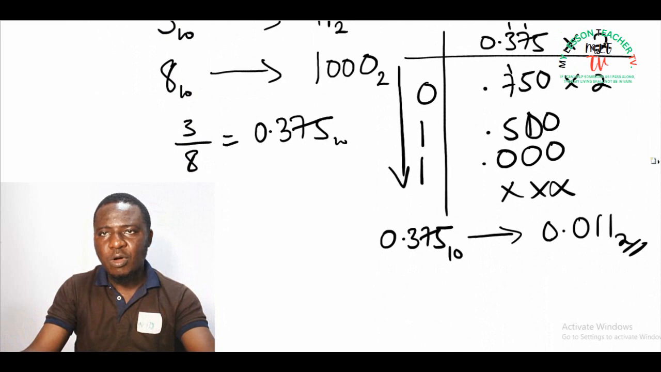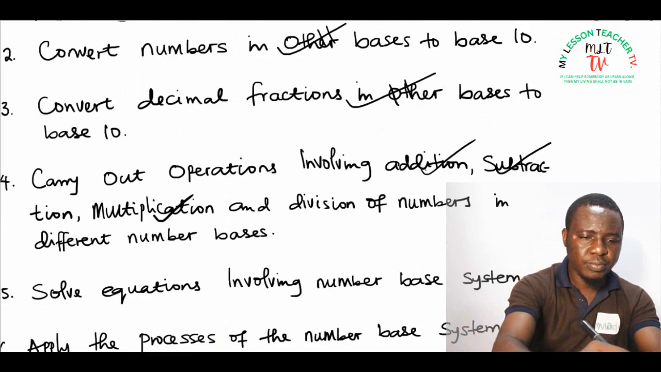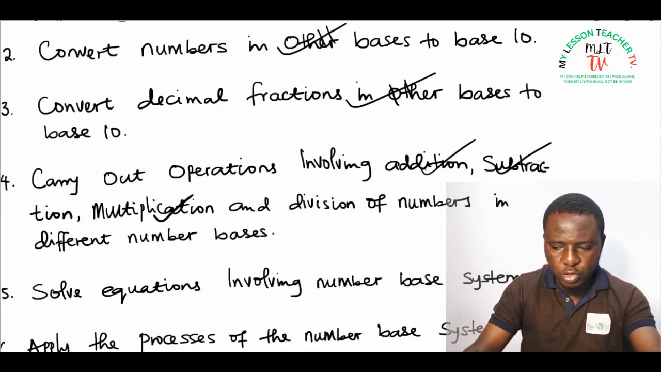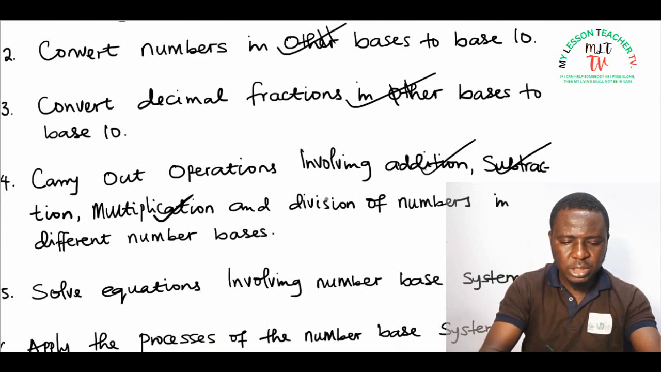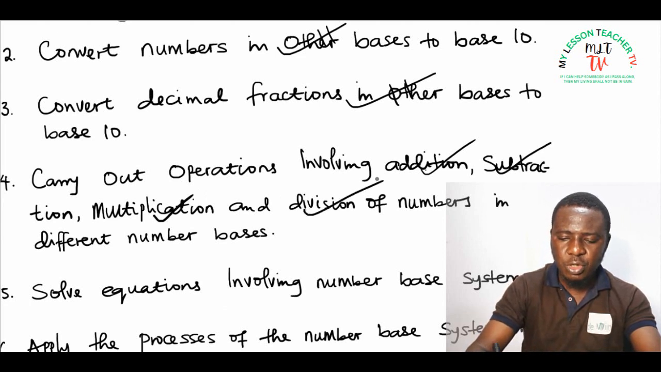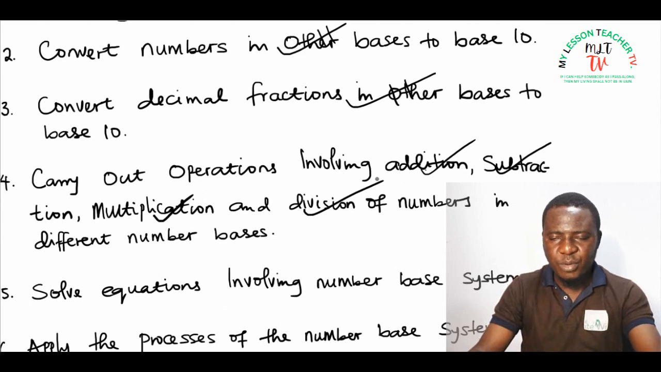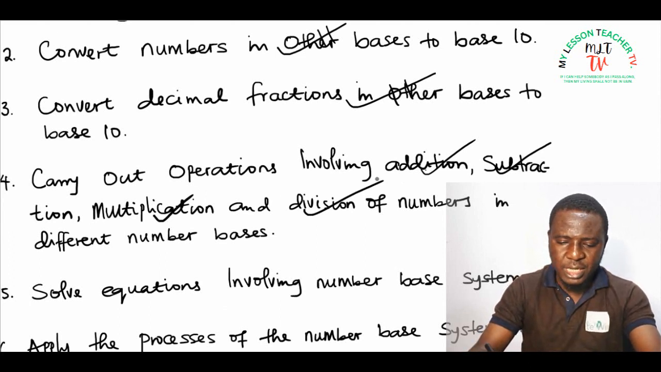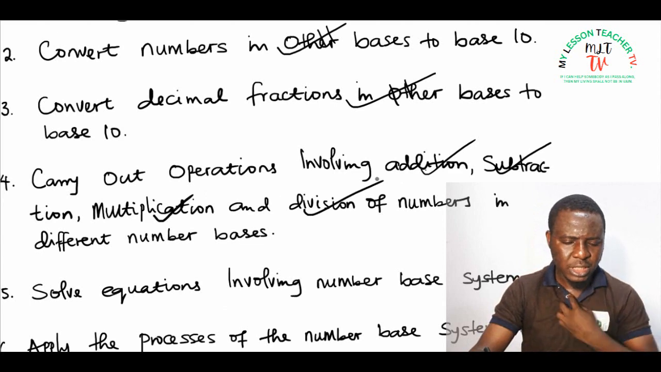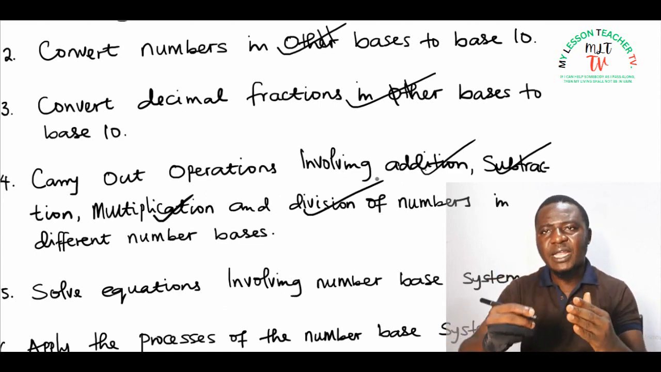That brings us to the end of today's class. At the end of today's class, we have been able to achieve the fourth objective, which says carry out operations involving addition, subtraction, multiplication, and division. We have done addition, subtraction, and multiplication in our previous classes, and we just finished division in today's class.